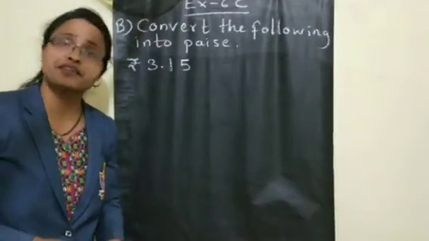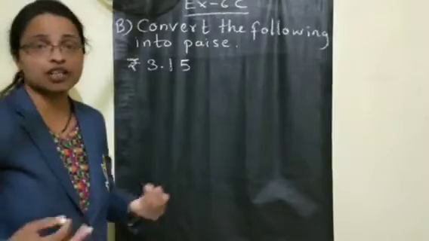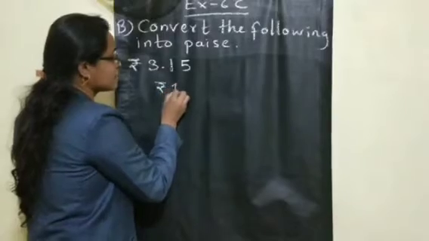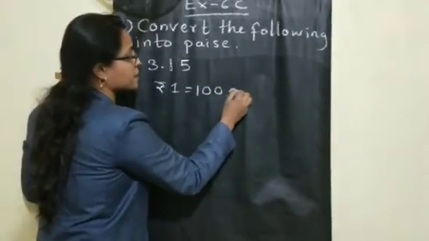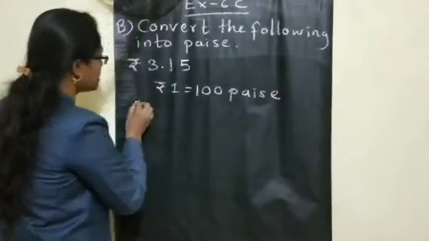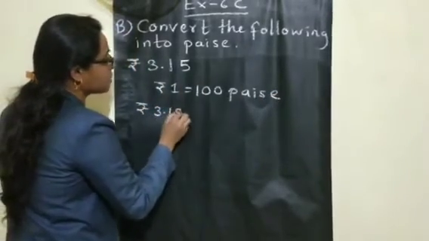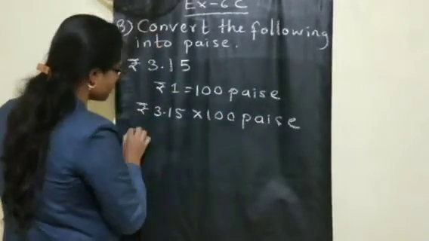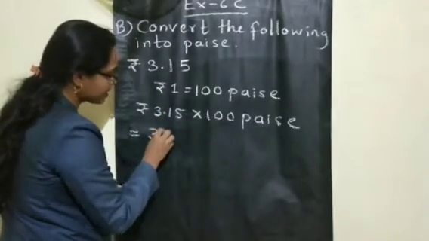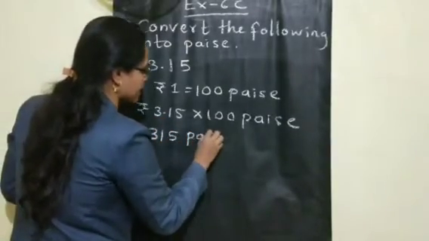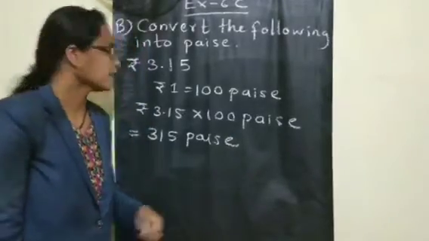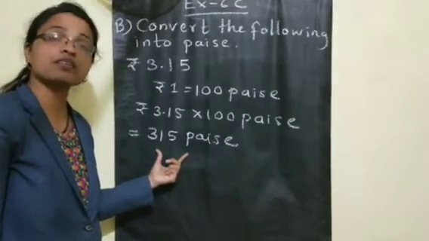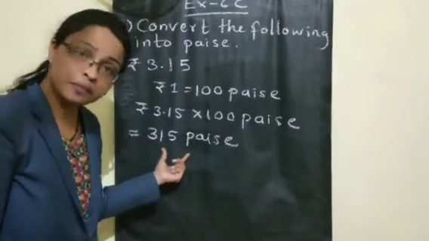Okay. 3.15. Convert again into paise. So the first step is to write rupees 1 is equal to 100 paise. Then rupees 3.15 multiply with 100 paise. After multiplying, automatically this dot will move and we will get 315 paise. Okay. So rupees 3.15 is equal to, after converting, 315 paise.